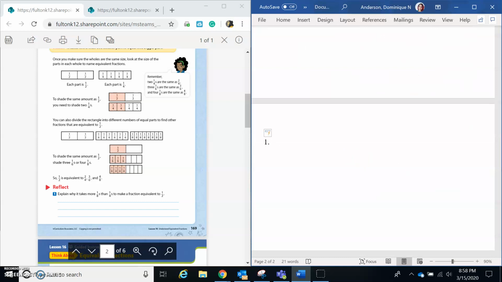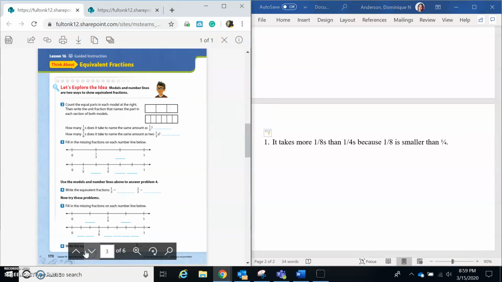This was number 1. So why does it take more 8s than 4s to equal 1/2? Well, if we remember, like I just said, the bigger the denominator, the smaller the pieces. So if 1/8 is smaller than 1/4, the pieces are smaller, which means we have to use more. So it takes more 1/8 than 1/4 because 1/8 is smaller than 1/4. Period. All done.